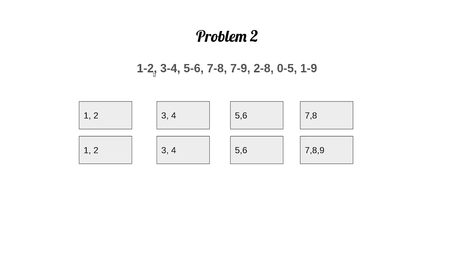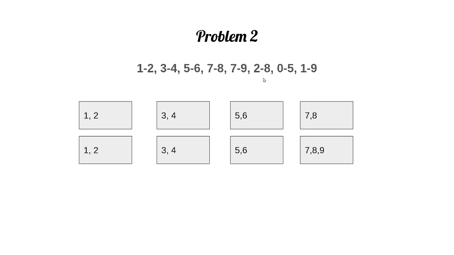Initially we have 1 and 2 in the same component, then 3 and 4 in the same component, where the component is denoted by these rectangles, and 5 and 6 in the same component, and 7 and 8 in the same component. Then when we perform the union operation of 7 with 9, we find the component in which 7 belongs, which is 7 and 8, the last rectangle, and we add 9 to that component because 9 currently does not exist in any of the other components.